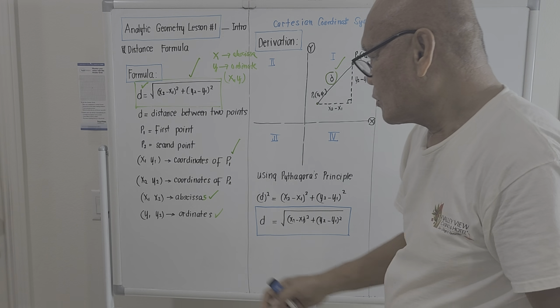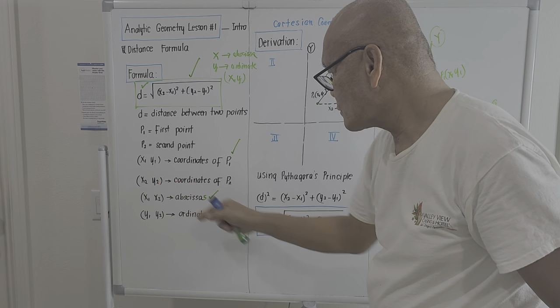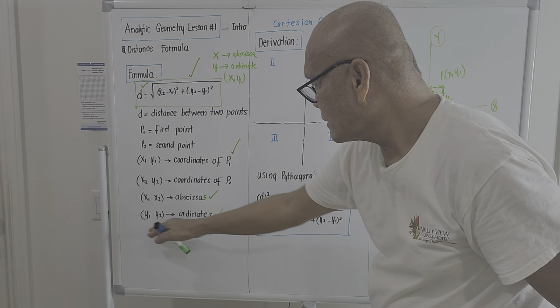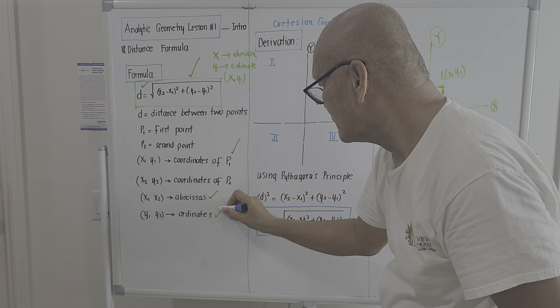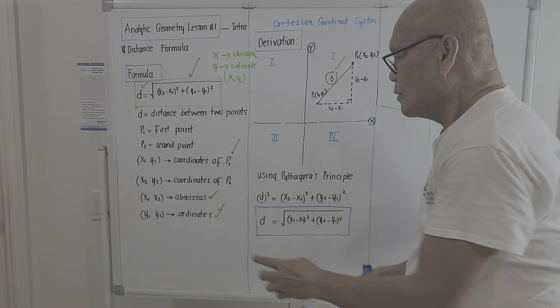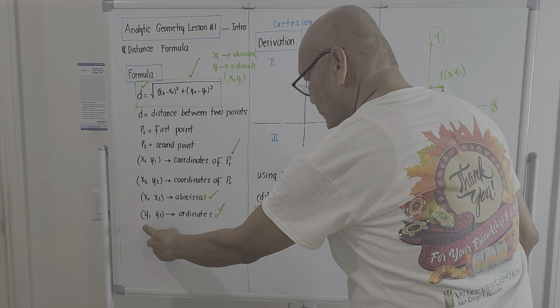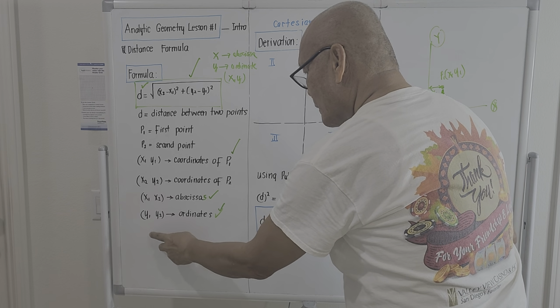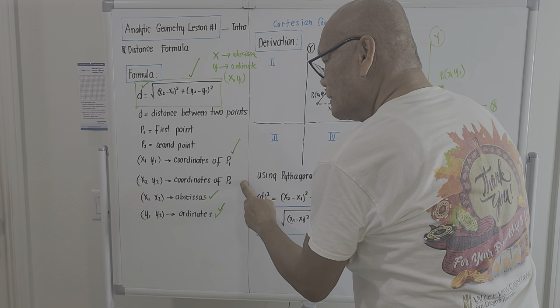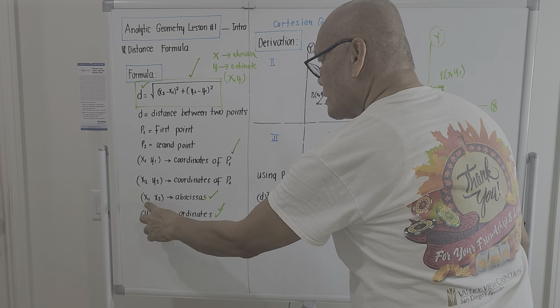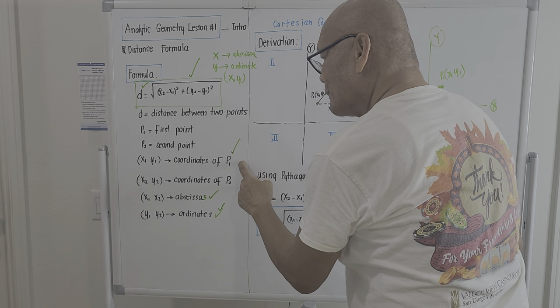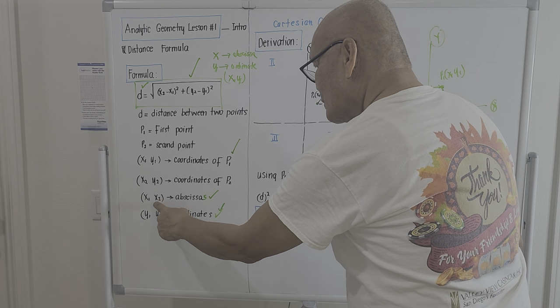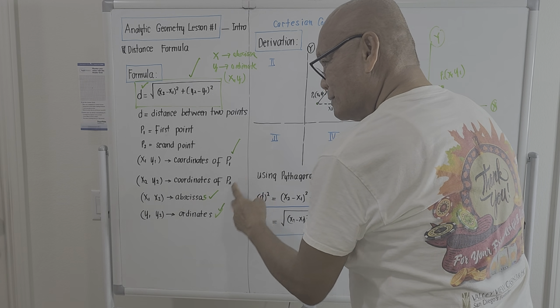And the next one, open quantity y1, y2, close quantity. We read this as ordinates. So y with the subscript 1 will be the ordinate of point number 1, and y with the subscript 2 will be the ordinate of point number 2. X with the subscript 1 will be the abscissa of point P1. X with the subscript 2 will be the abscissa of point number 2.